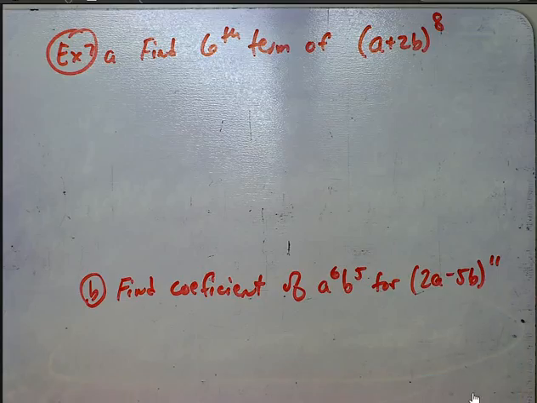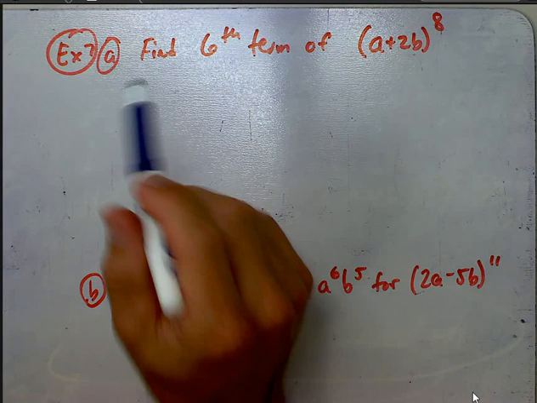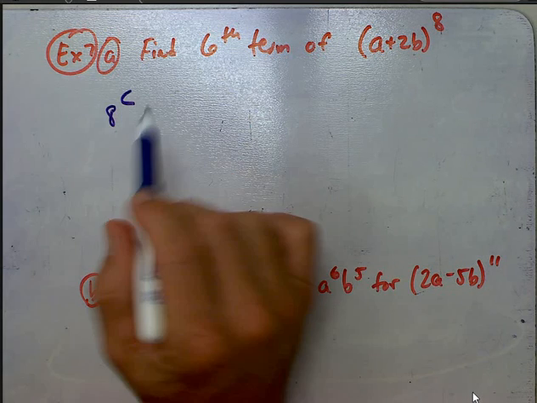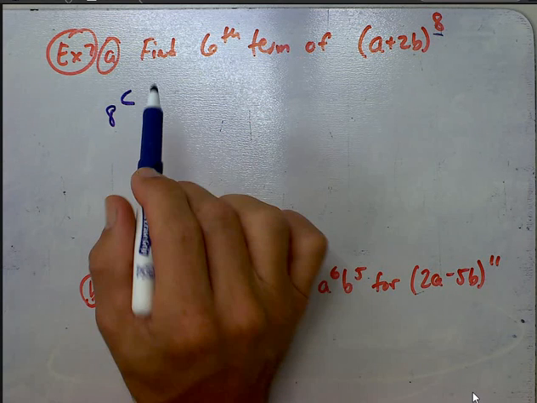For example 7, we're going to do a couple different things. Part A, we're just going to use the binomial expansion to find the sixth term of a plus 2b to the 8th. Okay? So for the coefficient, it's going to be 8c something. 8 because we're having 8 there. And then it's going to be 8c5.